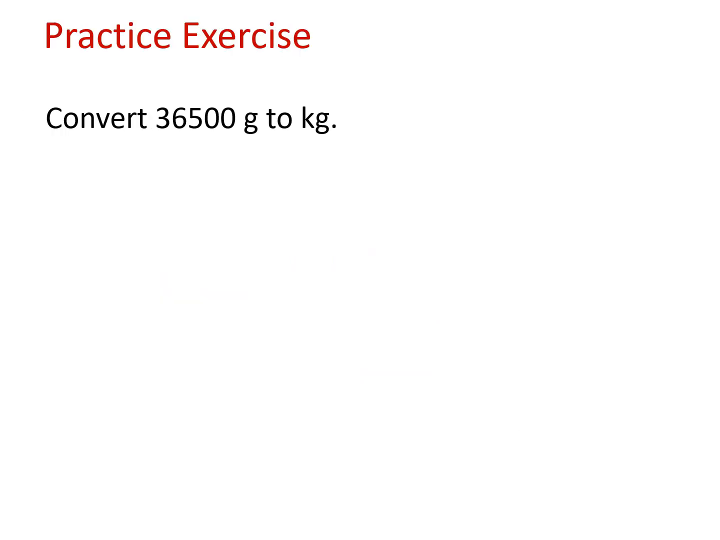So let's try one more before we get into a more complex example. So here you're asked to convert 36,500 grams to kilograms. So you still want to go through the process. As you get more familiar with it, you don't have to necessarily show each individual step, but while you're learning it and until you get comfortable with it, my recommendation is to show those extra steps. And so we want to first figure out what was given and what was needed. So 36,500, that is our given, and what we need is the kilogram.